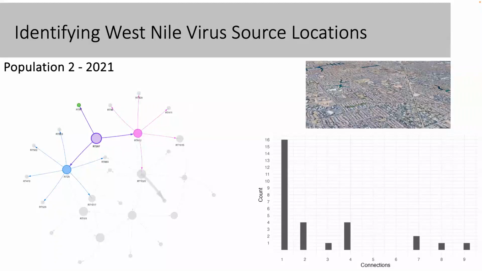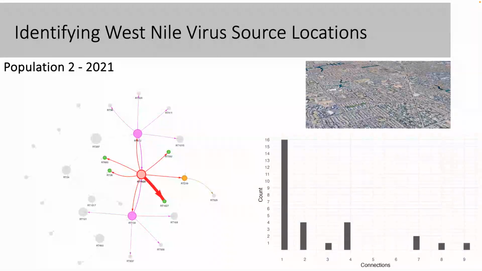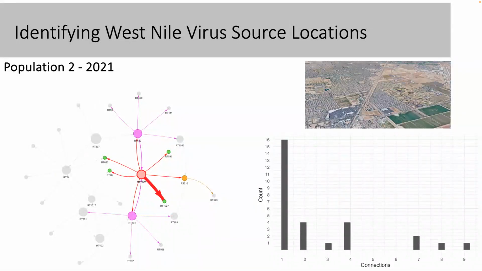This is going to be a trap site that is located in a suburban neighborhood in the city. However, that's not the site that's contributing the most to the network. So this trap location in the red, RT1020, that's going to be the trap site that is contributing the most to the network. And this trap site significantly is next to some farmland.